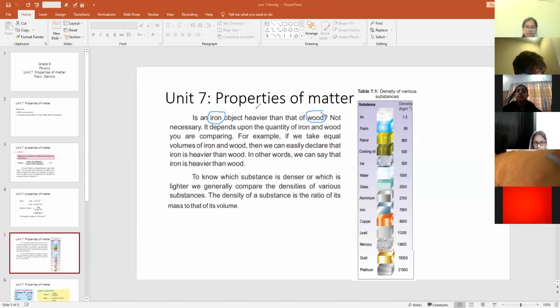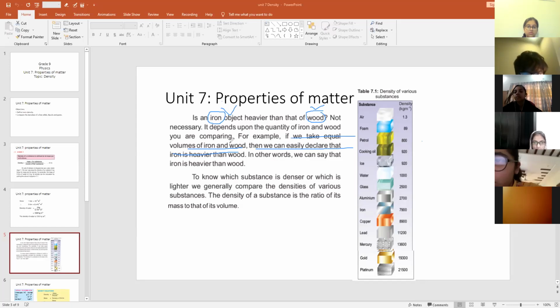So if we know the mass of iron and the volume of iron, and the mass and volume of the wood, we can easily calculate their density, and then we can compare them to know which object is heavier. For example, if we take equal volumes of iron and wood, then we can easily declare that the iron is heavier than wood. But if we change the values of volume, then it might be that iron can be heavier than wood, right?